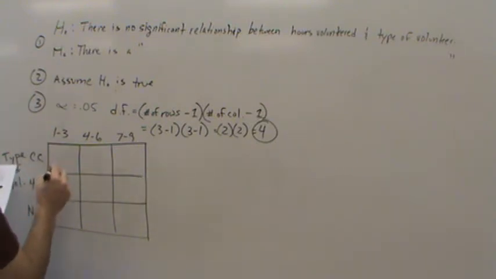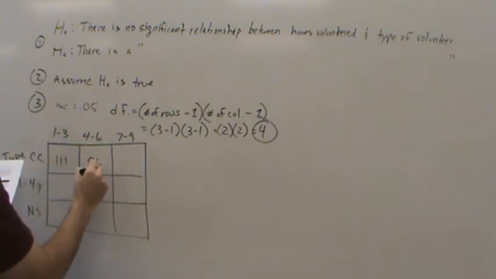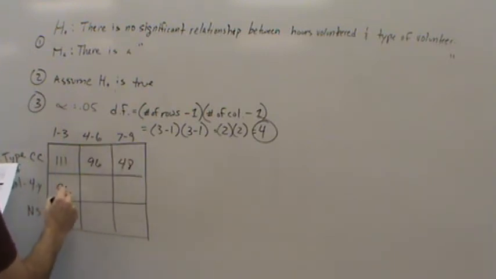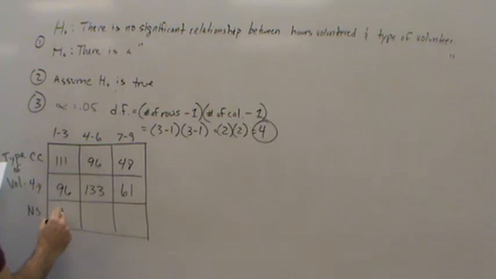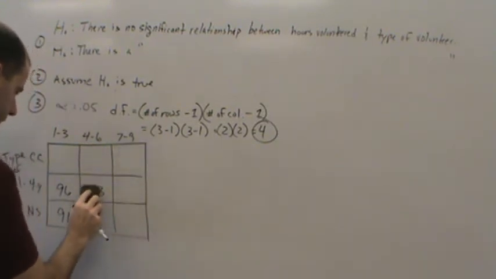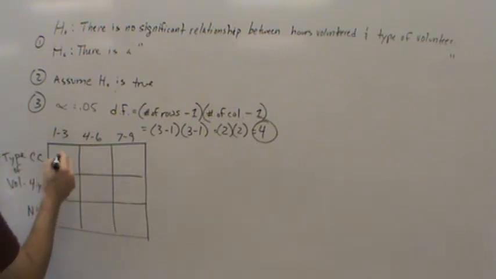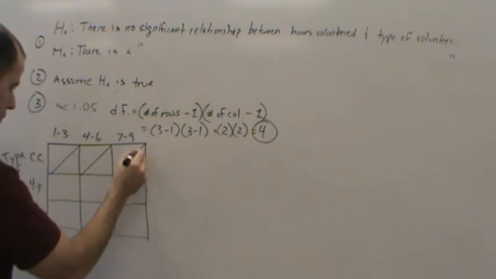So here's what we have. 111 fell into this cell, 96 fell here, 48 fell here, 96 fell here, 133, 61, 91. I'm going to rewrite these, and I'll tell you why in a minute. Let me write these first. Okay, so I'm going to rewrite these, and what I'm going to do is put a diagonal in each one of these.